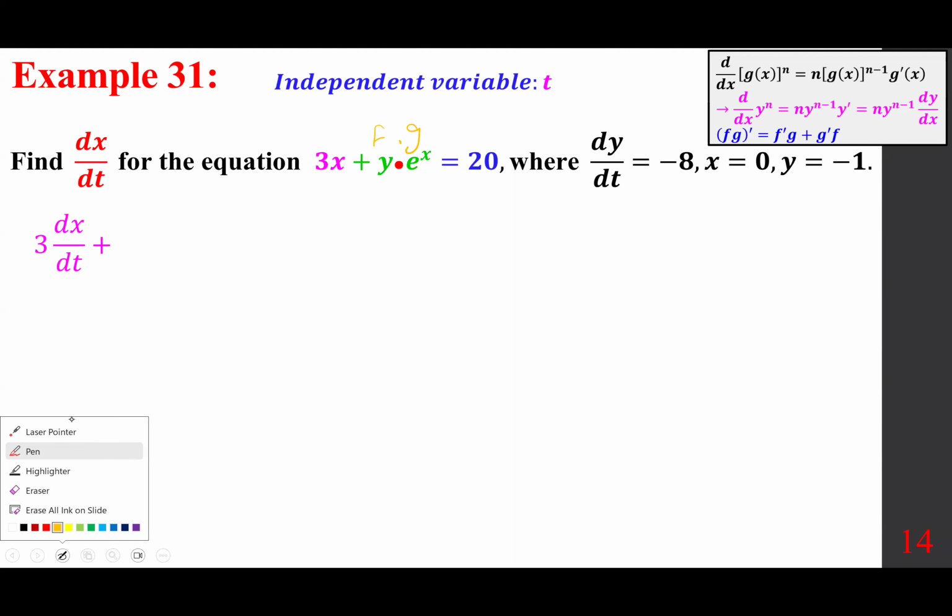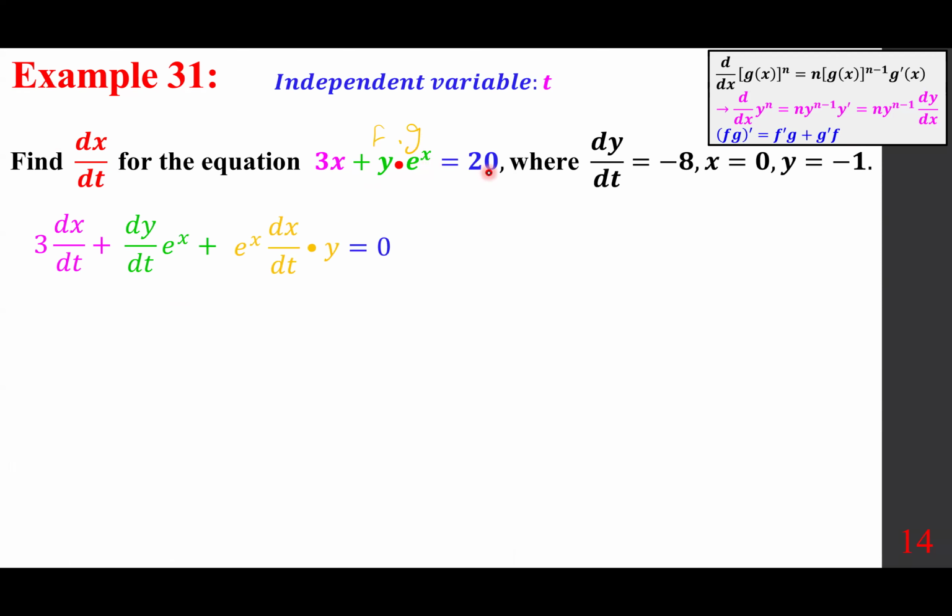fg, use the product rule, f prime g plus g prime f. So this is dy dt times e to the power of x plus e to the power of x is e to the power of x dx dt. And that's the key. You want to be very careful. E to the power of x is not just e to the power of x, times dx dt because t is the independent variable, then times y. And the right side is a number, ends up being 0.